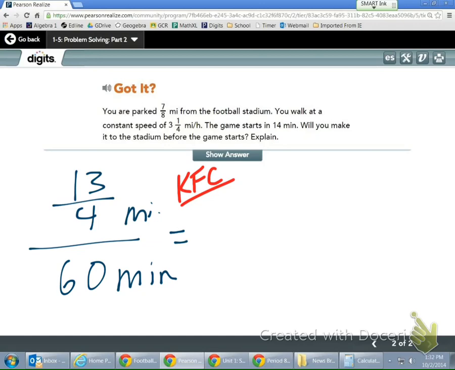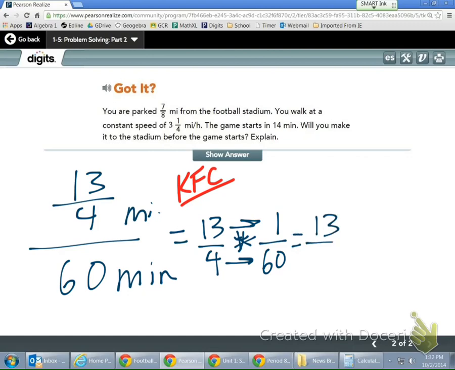Shark said KFC, so it's going to be multiplied by what? 1 over 60, right? It looks the same as before. So let's go ahead and do it. 13 times 1 is 13, right? And that's going to be 60 times 4. Now everyone's getting their calculator out. 240, just 6 times 4 with the 10. Okay, now can this be reduced?